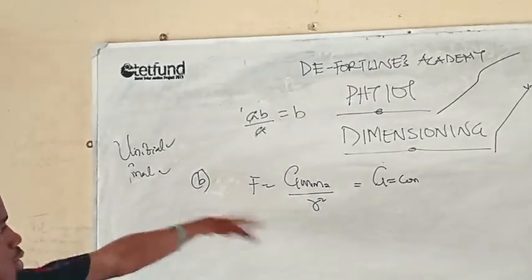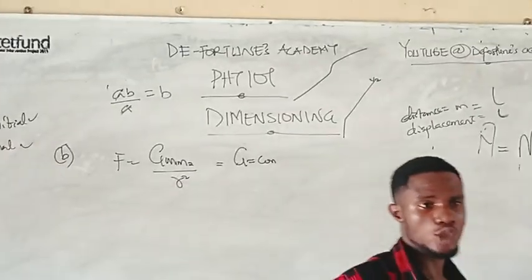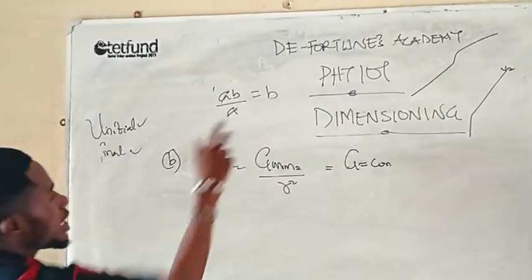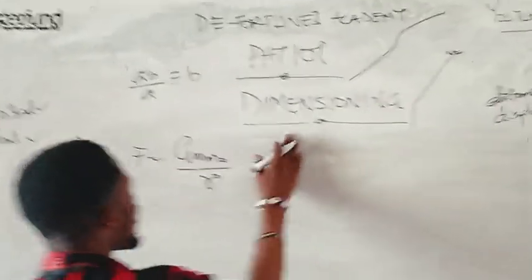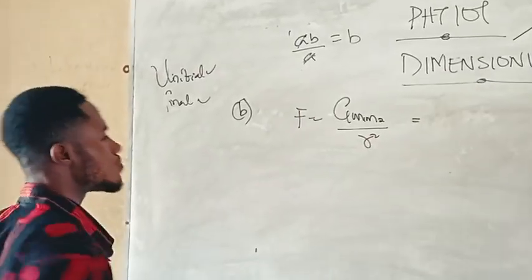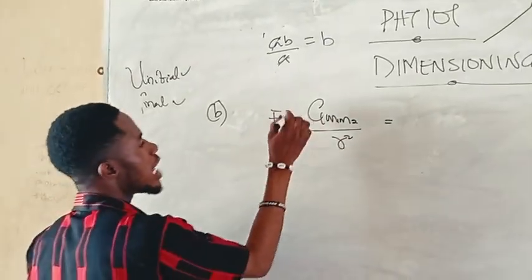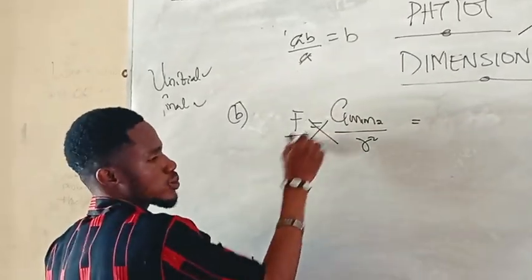Alright, so you are given this question, and I'm very sure you'll be asked to prove it. You should find the constant. You should find the dimension for the constant. So for us to find the dimension for this, first you must make it alone. Since we have an equality sign between two fractions, we cross multiply.